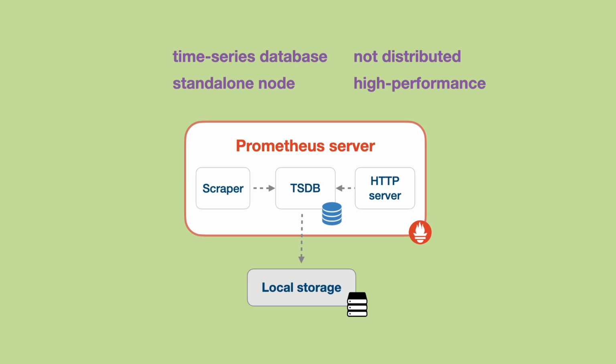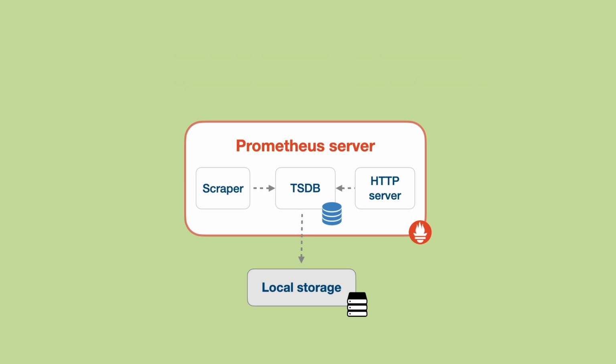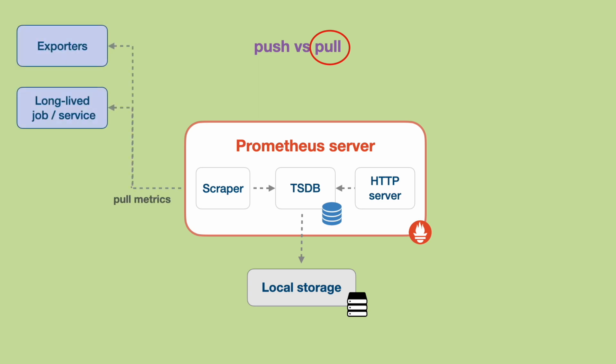Now let's move on to targets, the components from which Prometheus pulls metrics. Generally, monitoring systems follow either a push or a pull model. In the push model, applications initiate communication and send their metrics to the monitoring system. In the pull model, the monitoring system actively requests metrics from applications or other targets. Prometheus uses the pull model. It periodically scrapes metrics from long-lived services and from exporters.